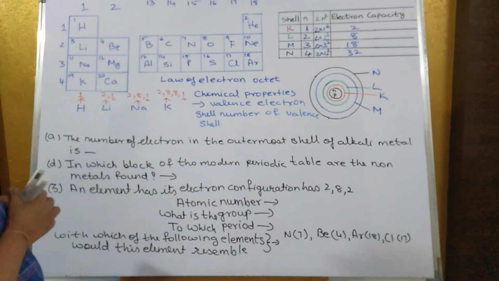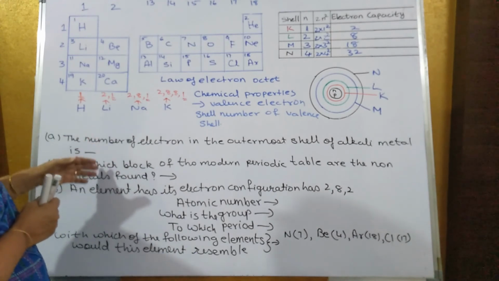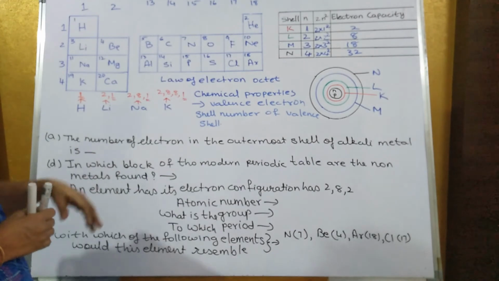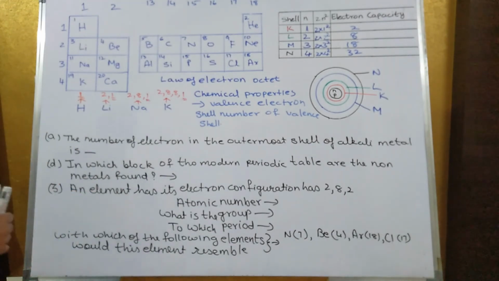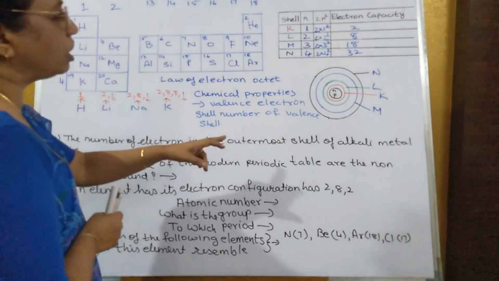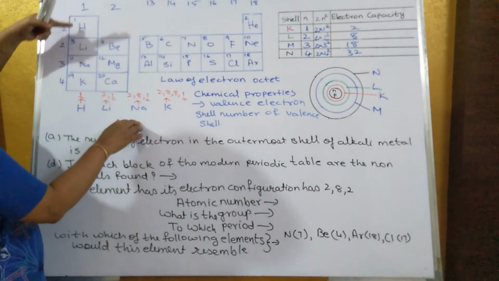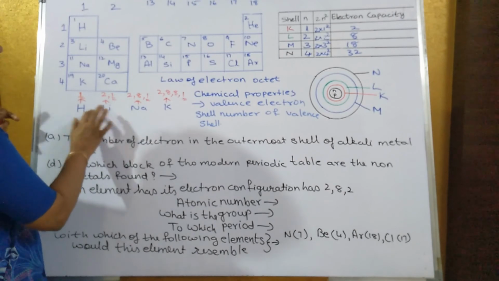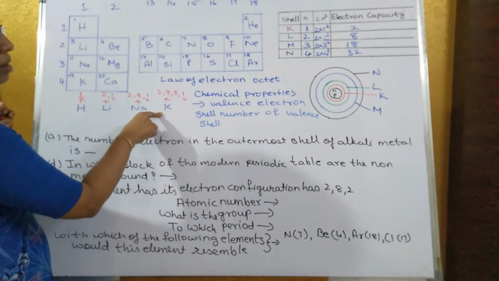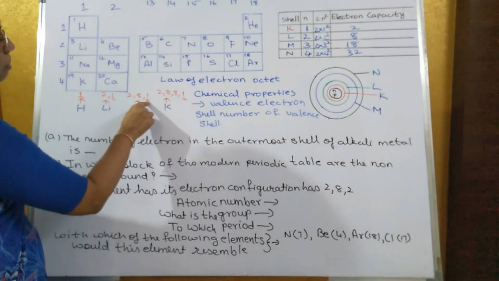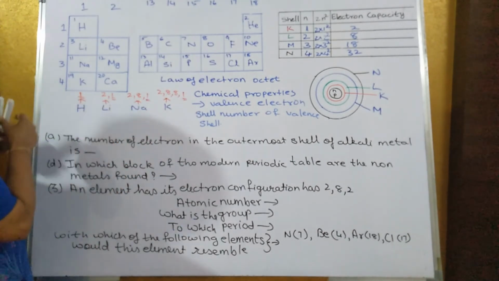Now next, after the lesson there are 2 fill-ups. From the atomic number and the electronic configuration you get a lot of information. The number of electrons in the outermost shell of the alkali metals: these are the alkali metals, group 1 is known as the alkali metals. So what is the number of electrons in the outermost shell? 1, 1, 1 and 1. So the answer is 1.